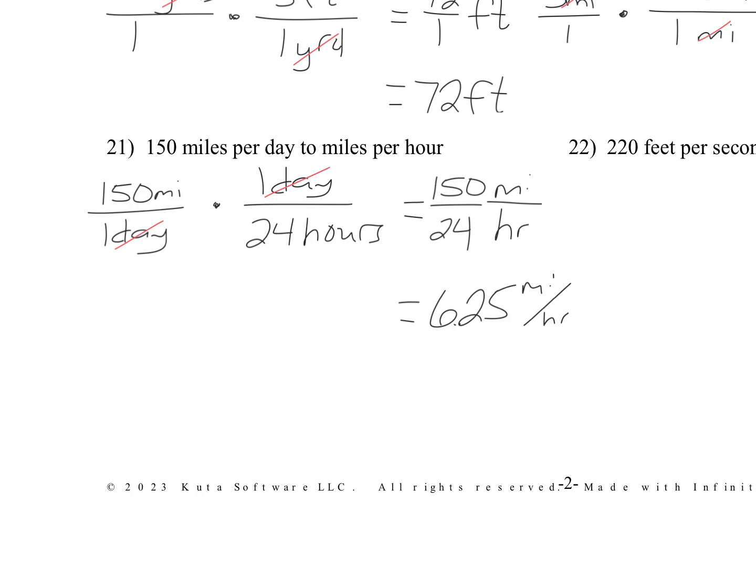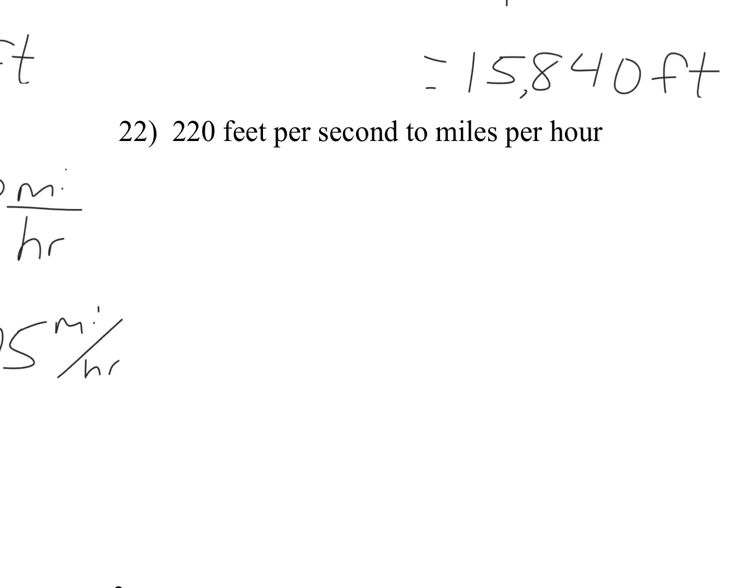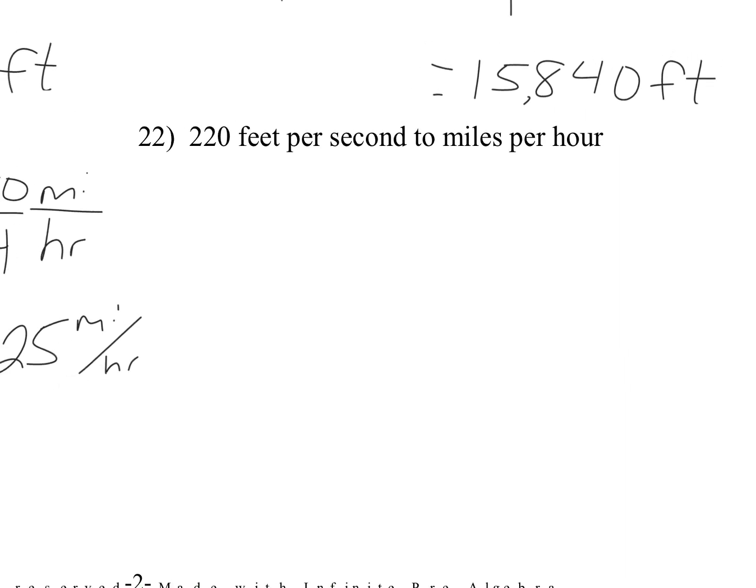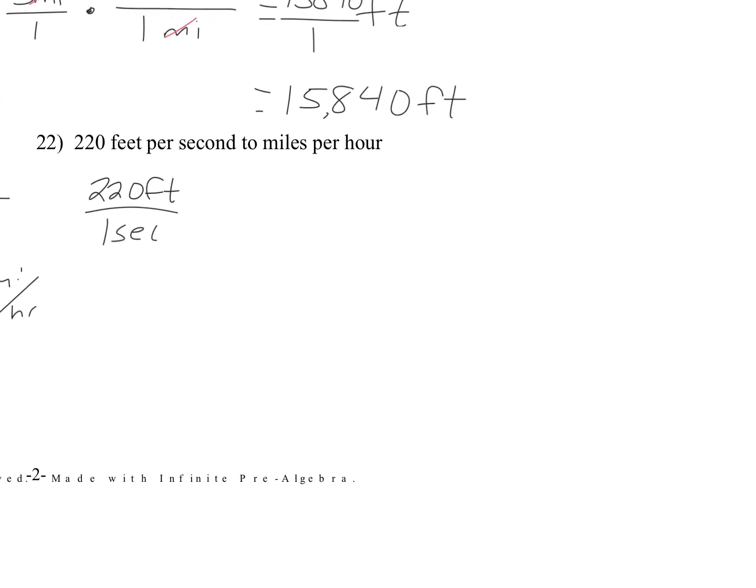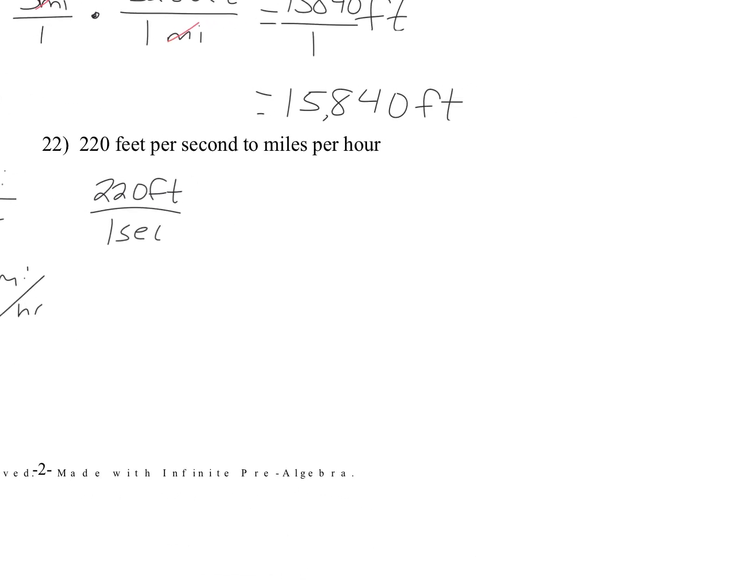Try that last one on your own. Let's go through the 4 steps one more time. What's step 1? Write down what you have. What do we have? 220 feet per second. Now, are labels important? Yes. Write the labels with the numbers. Okay. Step 1's done. What's step 2? See what you want to get to. What do we want to get to? Miles per hour. Awesome. Step 2's done.